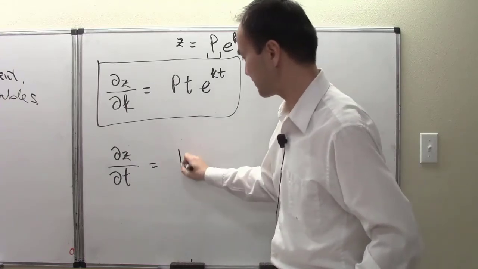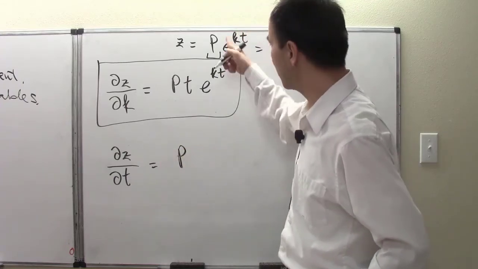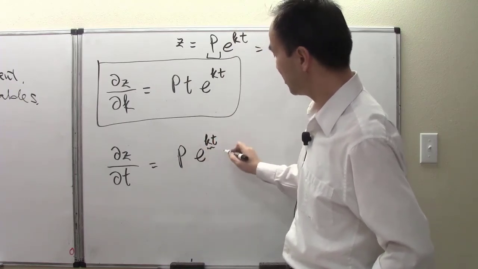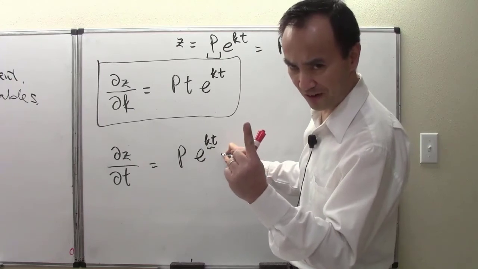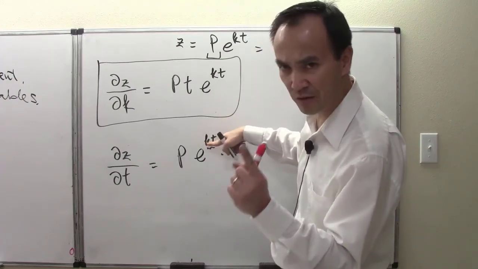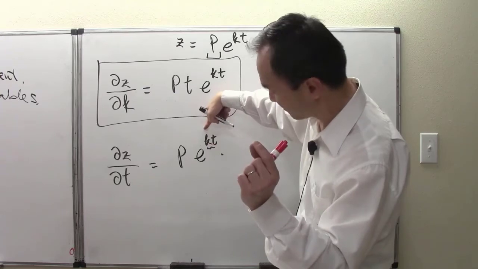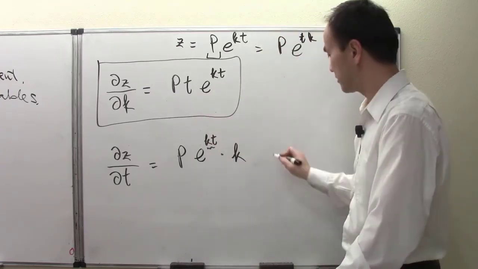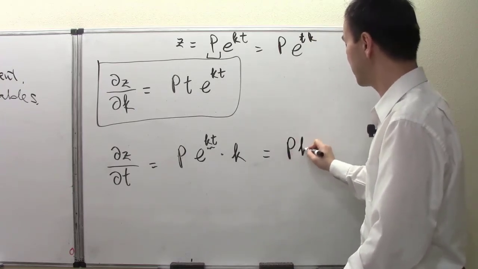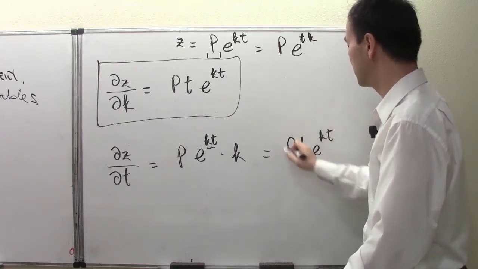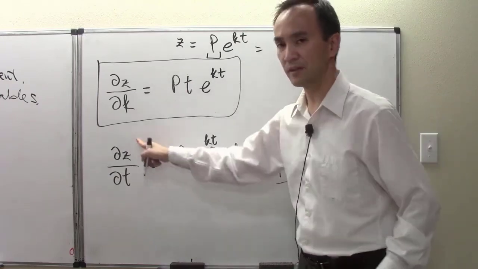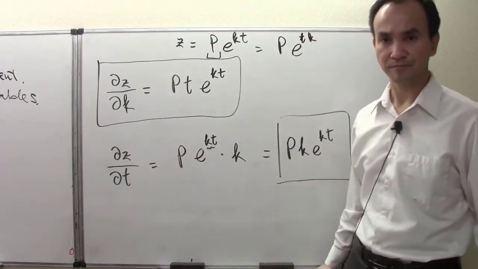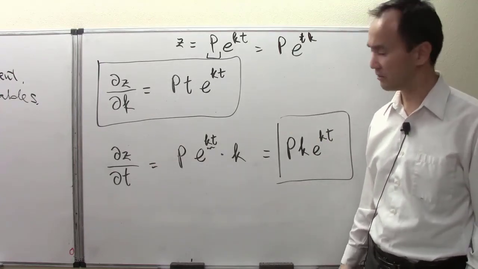It's going to be p, because it's a coefficient, times the derivative of this, which is e to the kt. But then there's an inside right here, so I'm going to multiply. But remind yourself, we're taking the derivative of that kt right here in respect to t. So k is the coefficient. So that means now multiply with k. So that gives me p times k times e to the kt. That's our partial derivative in respect to t. Partial derivative of the function z in respect to t. That's how it happens.